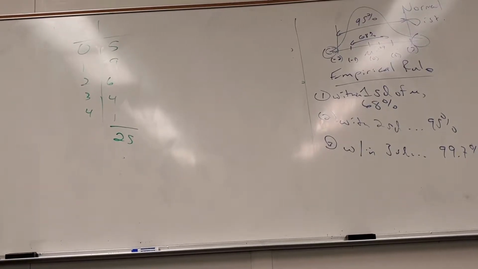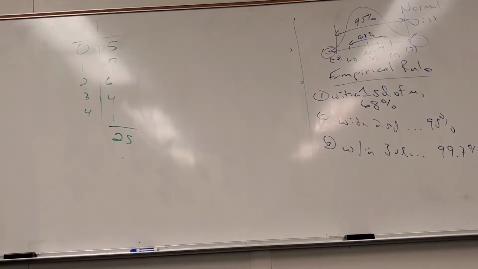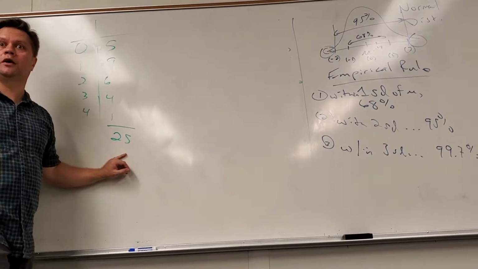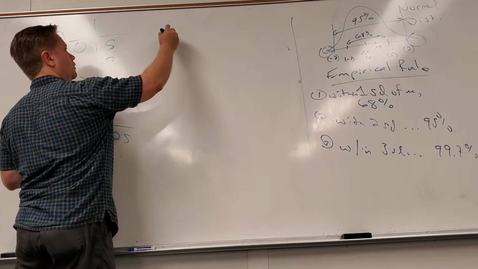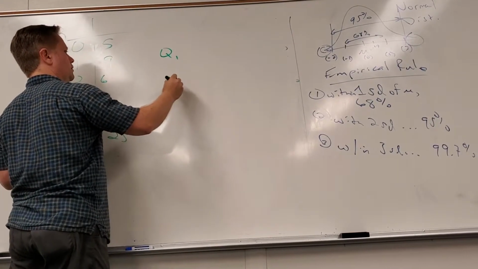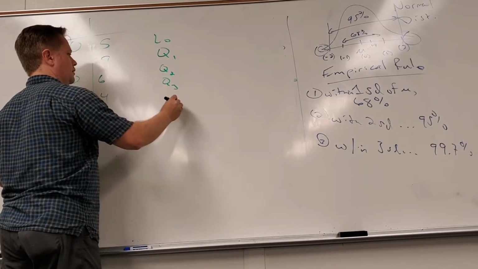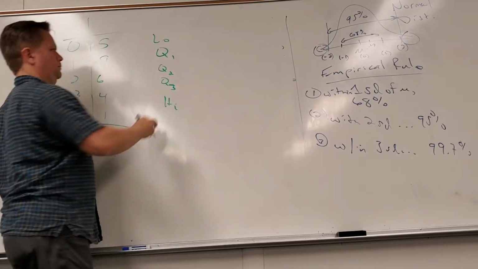What goes into making a box plot? It's a 5 number summary, which is what? There's Q1, there's Q3, Q2, there's a low, a high. Alright.